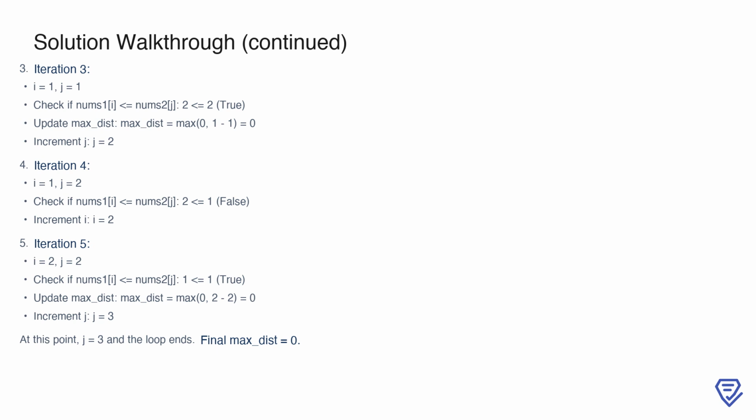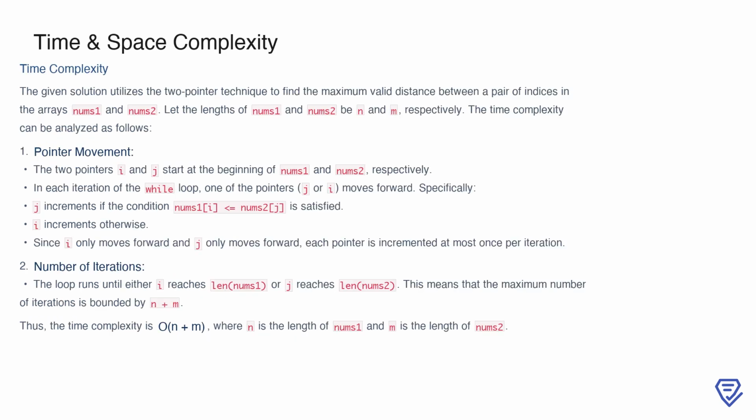This concludes the step-by-step walkthrough of the solution approach for finding the maximum distance between a pair of values in these examples. The time complexity of the solution is derived from the two-pointer technique used to determine the maximum valid distance between indices in nums1 and nums2. Here's how it works. We have 2 pointers, i and j, starting at the beginning of their respective arrays. For each iteration of the while loop, one of these pointers moves forward. If the condition nums1[i] <= nums2[j] is true, the pointer j increments, otherwise, the pointer i increments.